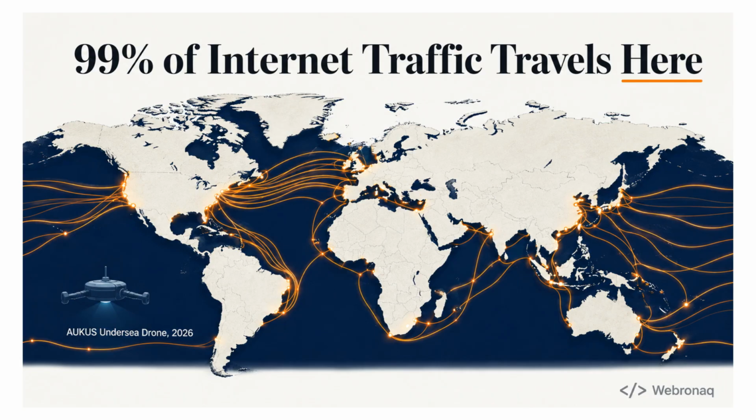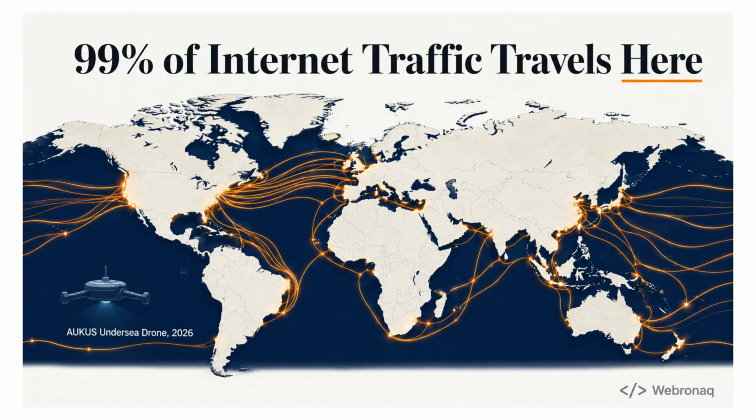Here is a question that might surprise you. When you stream a video or send a message to someone on the other side of the world, where does that data actually go? Most people assume it beams up to a satellite. It does not. About 99% of all international internet traffic travels through submarine fiber-optic cables lying on the ocean floor.